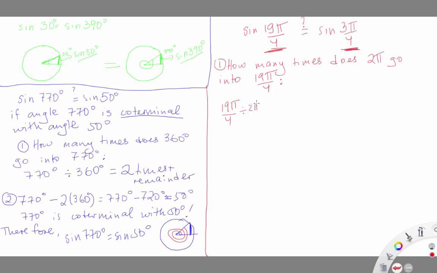2 pi. Well, you know that when I'm dealing with fractions, I can always put a fraction bar and write a 1 under a whole number. And when I divide, I keep the first fraction the way it is. I change the division to multiplication, and then I flip. So 1's going to go on top, 2 pi is going to go on the bottom. The pi's are canceling out, and what I get is 19 divided by 8.